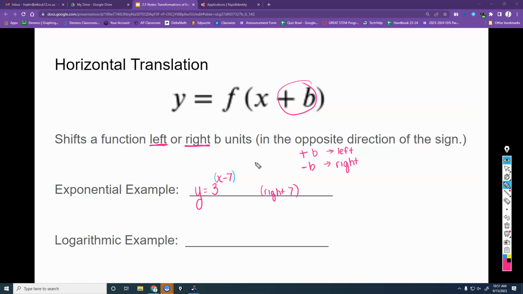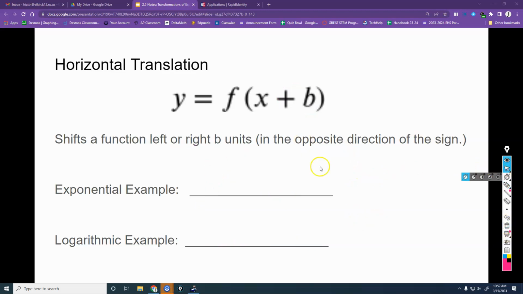Okay, questions so far? All right, an example for a log might look something like this. Natural log of x plus 2. And it will be in parentheses, and you have to have the parentheses written there. What would this do if I had a plus 2, William? It would be left 2 for this one. Okay. Questions?